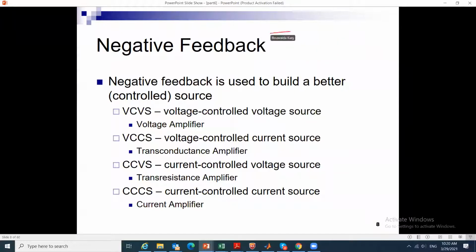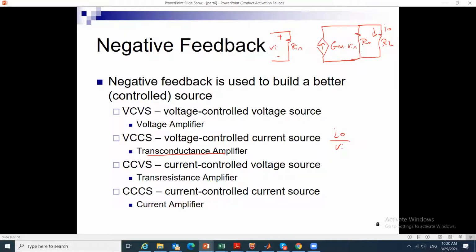So here we have Vn across Rn, and at the output we have a current source, which is Gm times Vn, and typically we will have Ro and then RL, and we will measure the current IO that is being provided to the load. So this amplifier has IO over Vn. That's why we call it a transconductance amplifier.